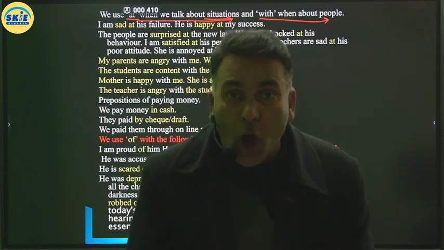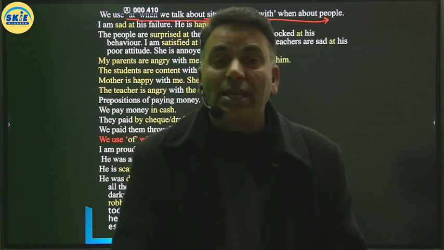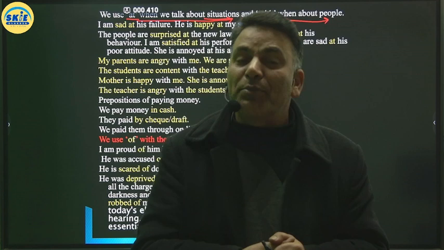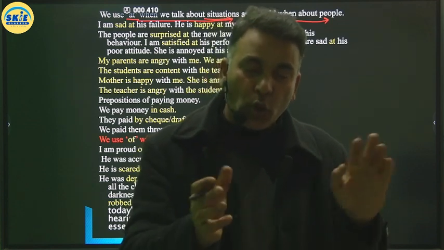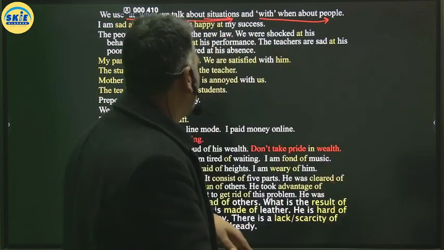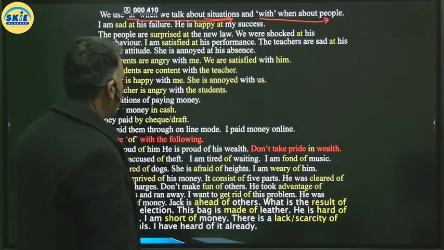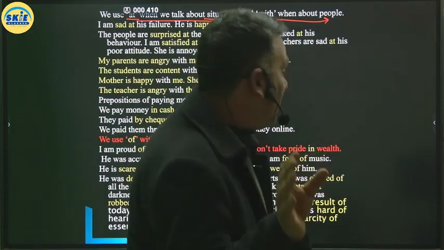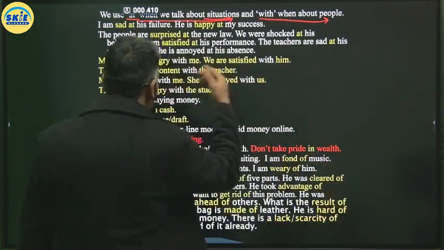She is annoyed with me. She's annoyed at my absence. Right? So "at" for situations, and "with" for persons, for individuals. All right? There are some examples. You will get this in PDF format, so you can just go through these examples.